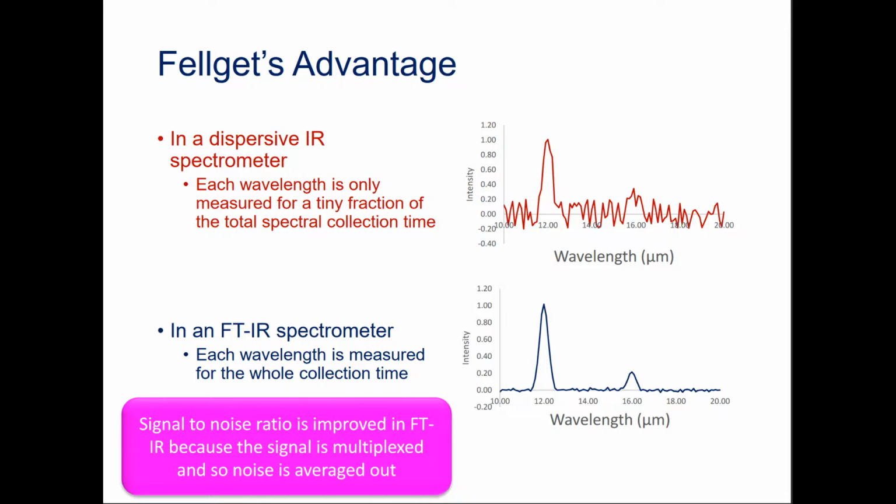In an FTIR spectrometer, the wavelength is measured for the entirety of the collection time, so that the signal to noise ratio is significantly reduced in comparison to dispersive IR spectrometers, which only measure wavelengths for a small fraction of the total spectral time.